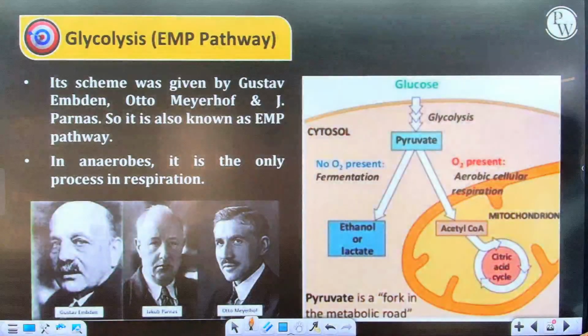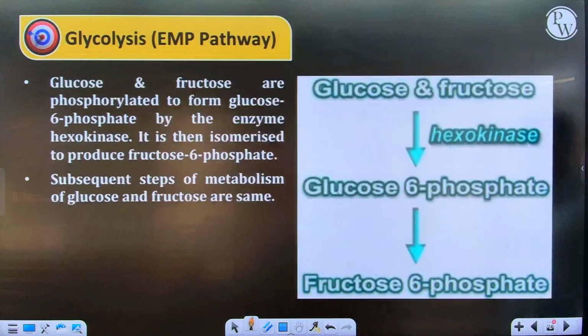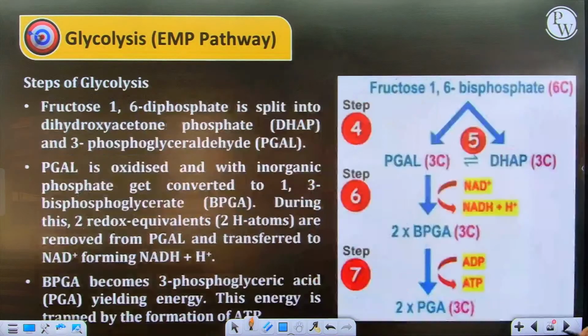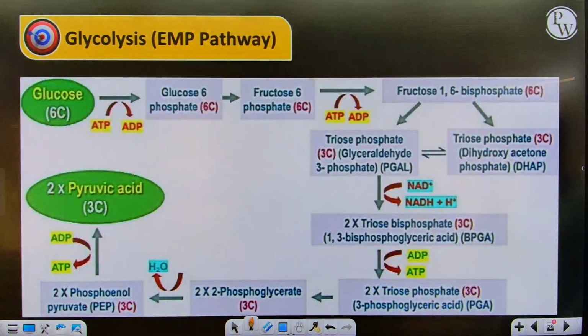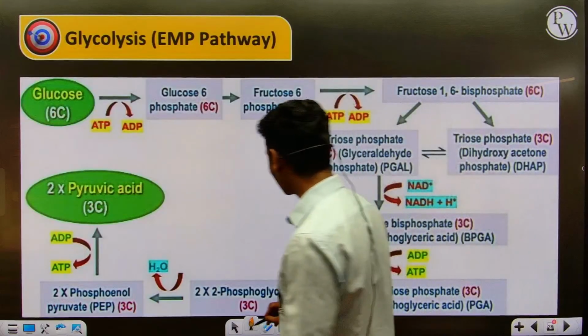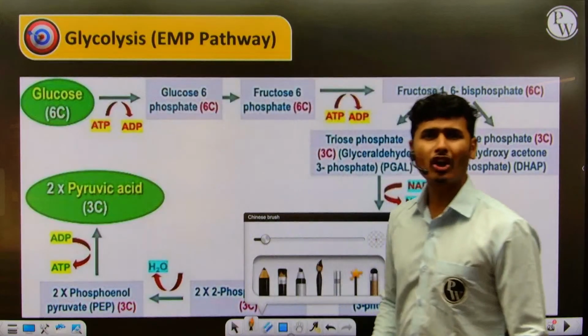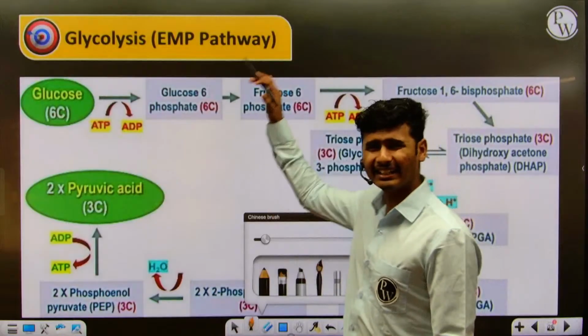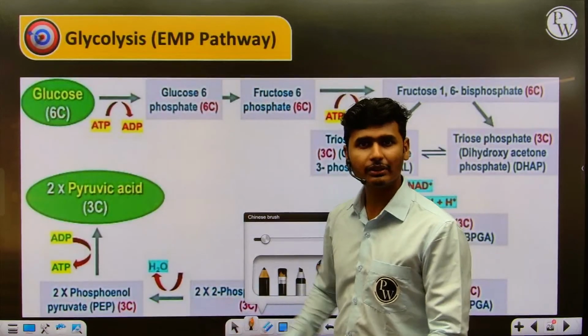Now, what is exactly glycolysis? Glycolysis is the conversion of glucose into 2 molecules of pyruvic acid. And this is the complete reaction of glycolysis. Due to the short time, I am not writing the glycolysis reaction on the blackboard.